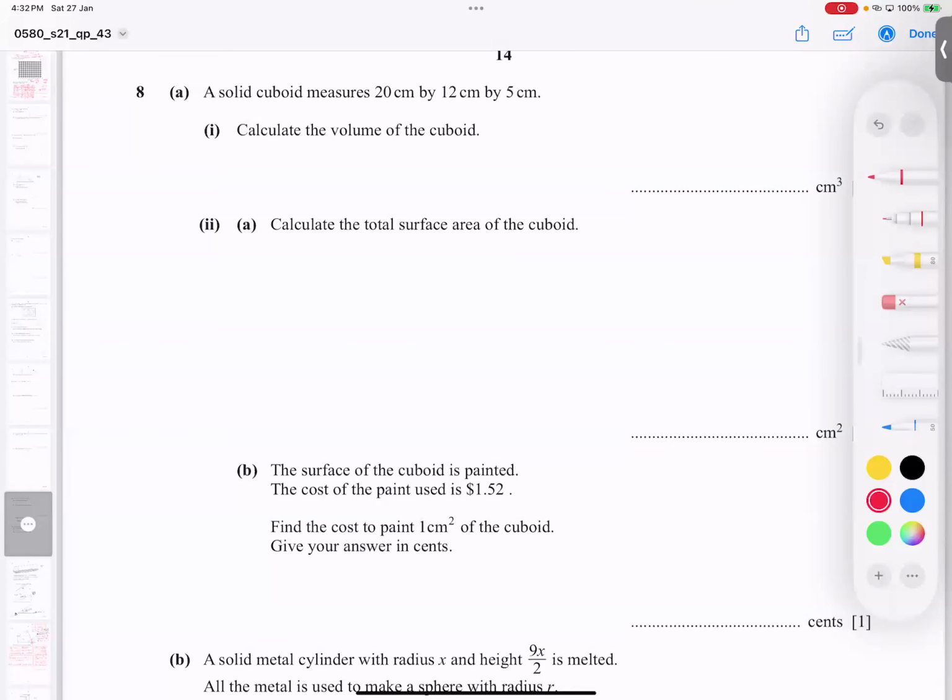Bismillahirrahmanirrahim. This is June 2021, 43 million question number 8. The first question, part A, he's asking: a solid cuboid measures 20 by 12 by 5.